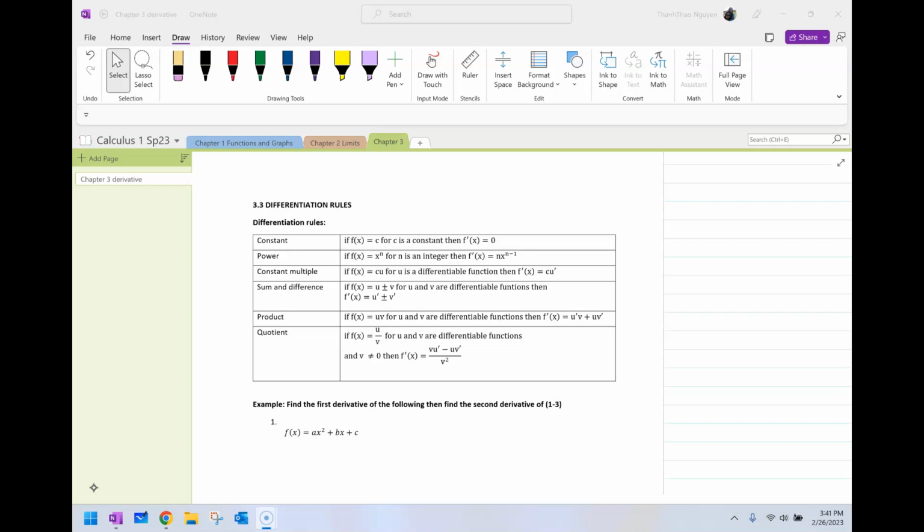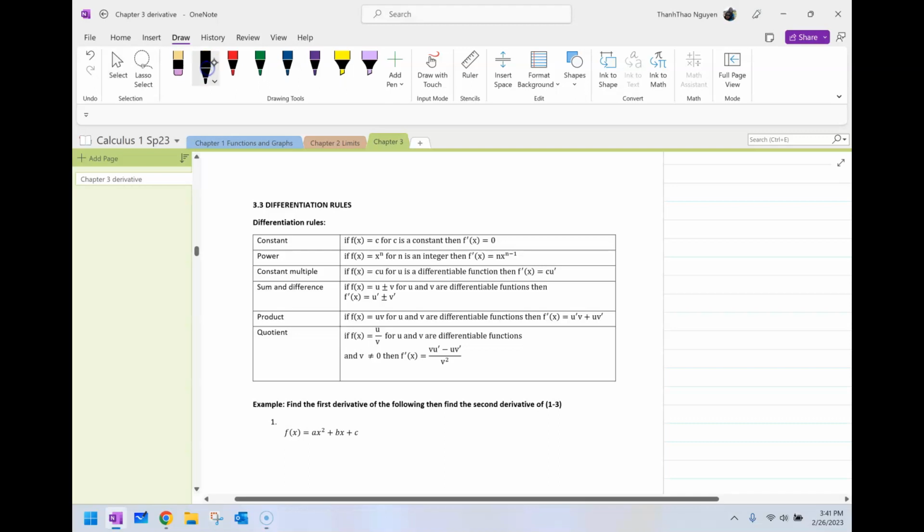The derivative of a constant is equal to 0. The power rule: you bring the power down and then subtract 1. Constant multiple: if f of x equals c times u, for u a differentiable function, then you can keep the constant and take the derivative of u.